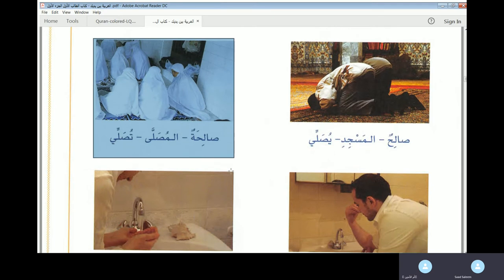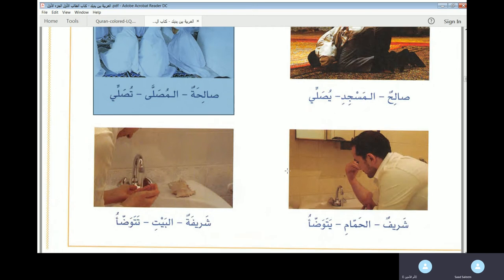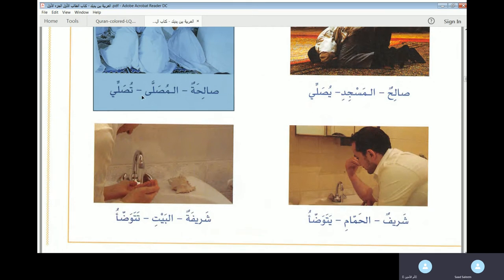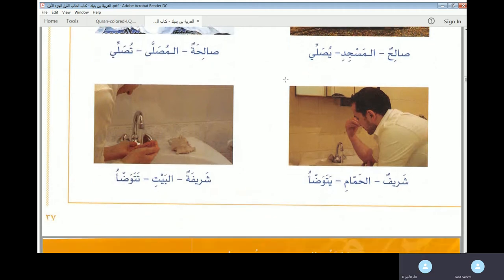So, aina Salihatun? Salihatun fil musalla, tusalli. In tusalli we have two dots under the ya. In musalla we don't have the dots. When we don't have dots we don't read this ya. But when we have dots we read it. Okay, next.